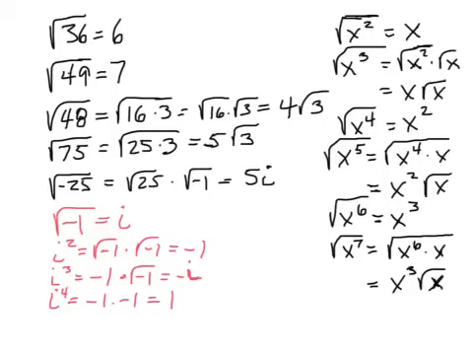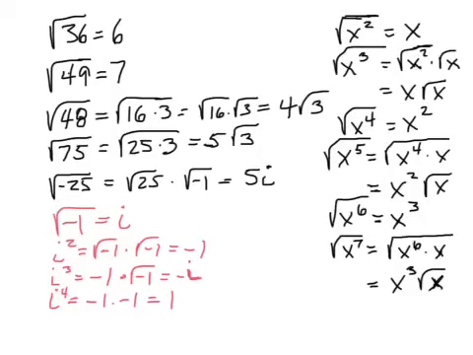Now x to the fifth. Well, x to the fifth is x to the fourth times x. And the square root of x to the fourth is x squared, and I'm left with x squared times the square root of x. X to the seventh, the square root of that is the square root of x to the sixth times x, and the square root of x to the sixth is x cubed. So I'm left with x cubed times the square root of x.